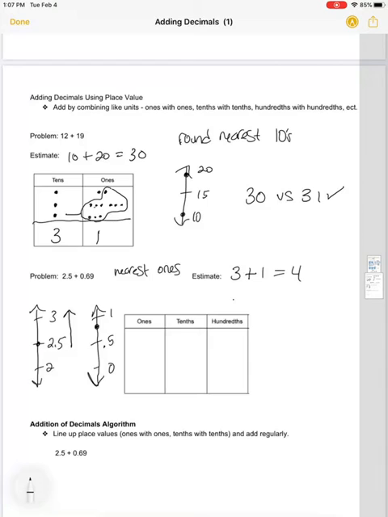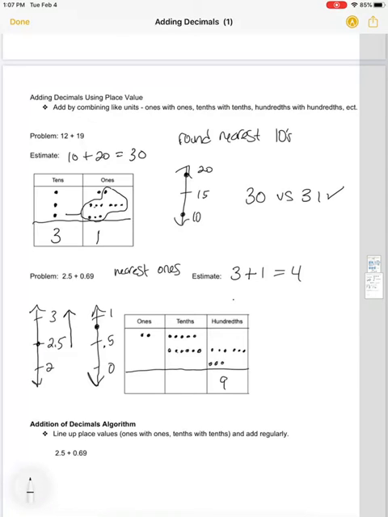Okay, and then we're going to just do the same thing we did above. So 2 and 5 tenths is made up of 2 ones and 5 tenths. Okay, and then 69 hundredths has 0 ones, so I don't need to put anything there. And then 6 tenths, 1, 2, 3, 4, 5, 6, and hundredths, 1, 2, 3, 4, 5, 6, 7, 8, 9. Okay, just as I did above, I want to tally up what I have in each place value. So I have 9 hundredths.